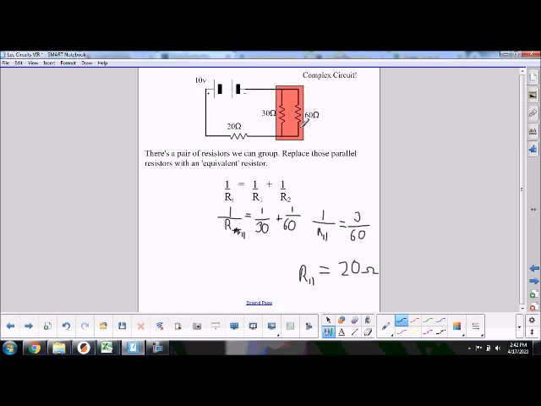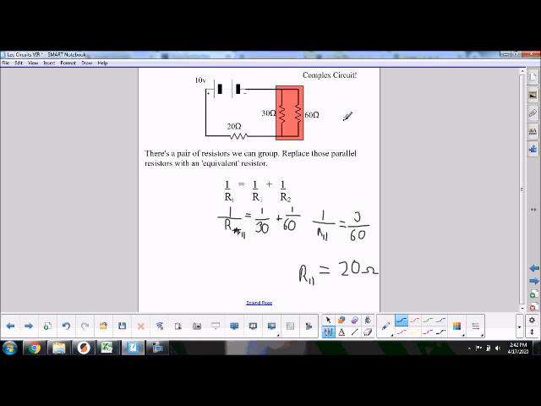Now we call that the equivalent resistor. So that red region, if we replace that with a single resistor, we could replace it with a 20 ohm resistor, and it would work the same as the 30 and 60 in parallel. So the equivalent resistor would be 20 ohms. I also call that the imaginary, illusionary, fictitious, not really there, but we're going to pretend it is there resistor, and we're going to draw it that way.